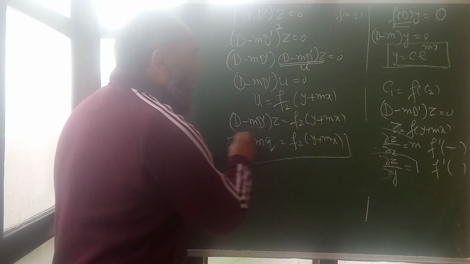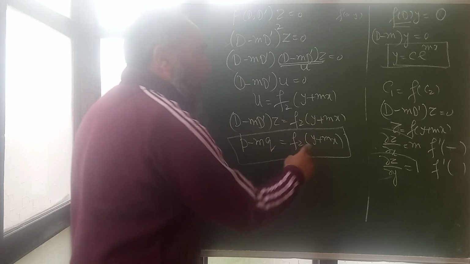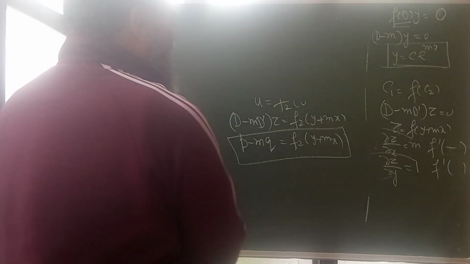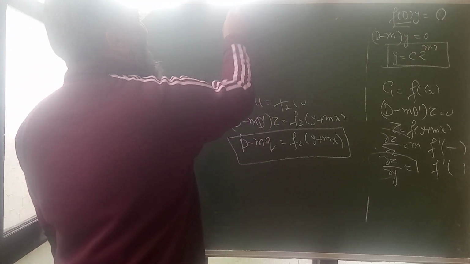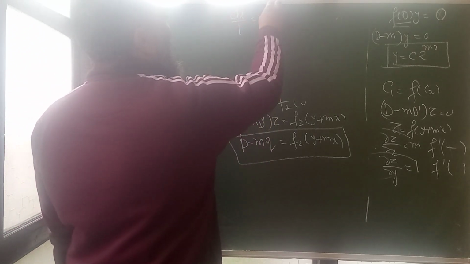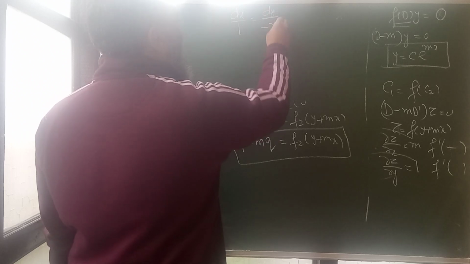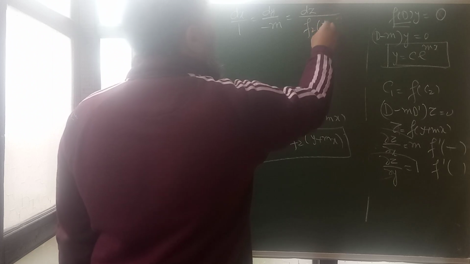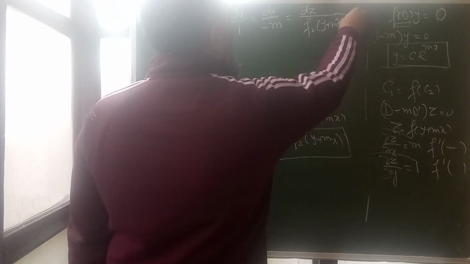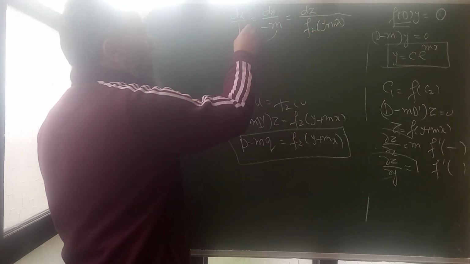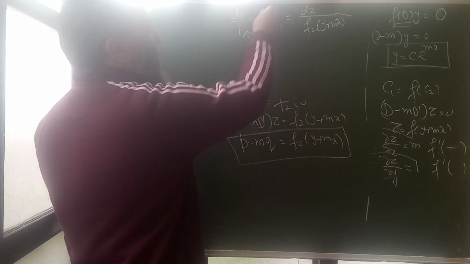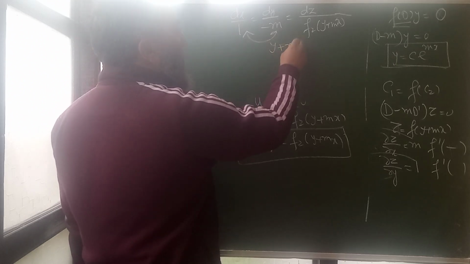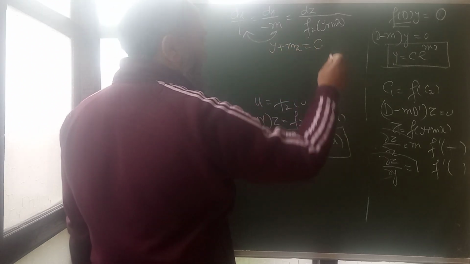But this is p minus mq equal to a function of y plus mx. This is Lagrange's linear form, Pp plus Qq equal to R. And what are the solutions? The solutions are dx by P, dy by Q, dz by R. What is R? F of y plus mx. This is it. Now let me take up the first solution: dx by 1, dy by minus m. The solution is y plus mx equals c1.